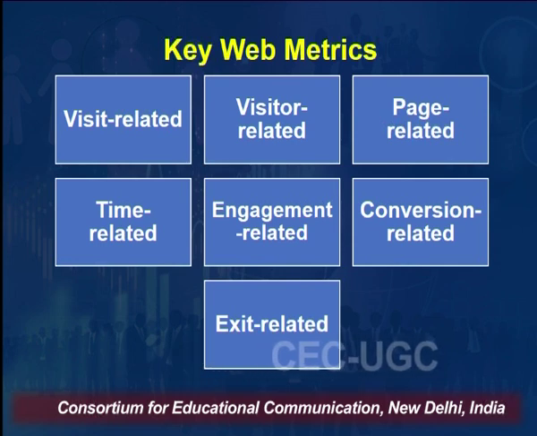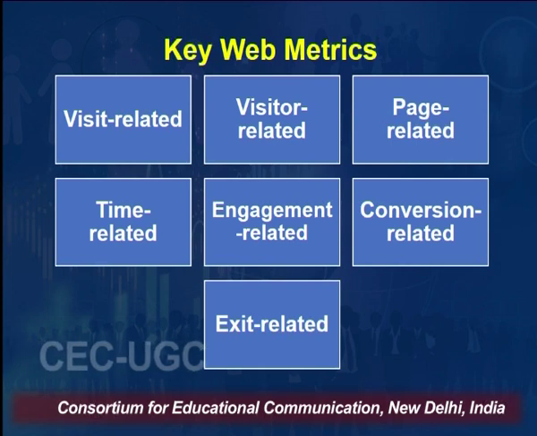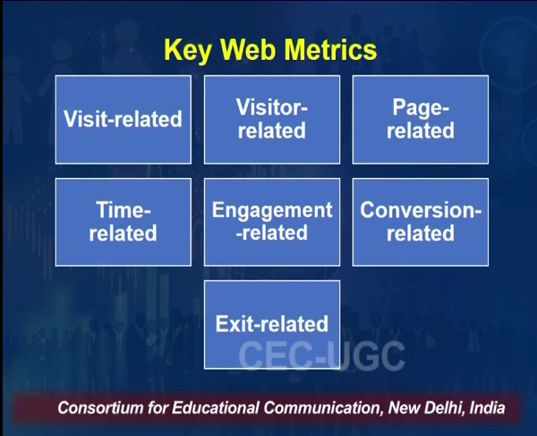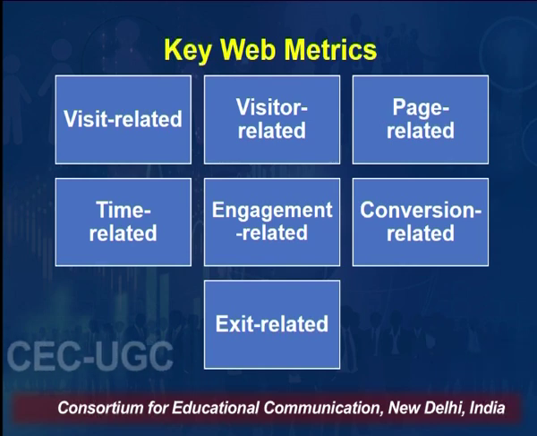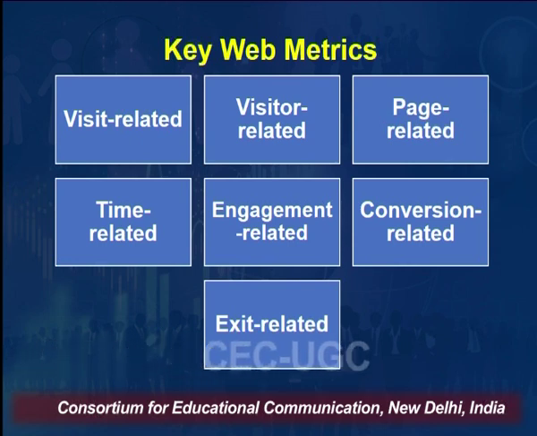To the extent to which they are able to stay on my web page or my website would also indicate the extent to which that particular site or the page is able to engage them properly. So there are some engagement related metrics. Conversion related metrics: what is the possibility that after visiting the website and the web page, they would also buy something or ask something. So to what extent I have been able to convert my visitor into a buyer.